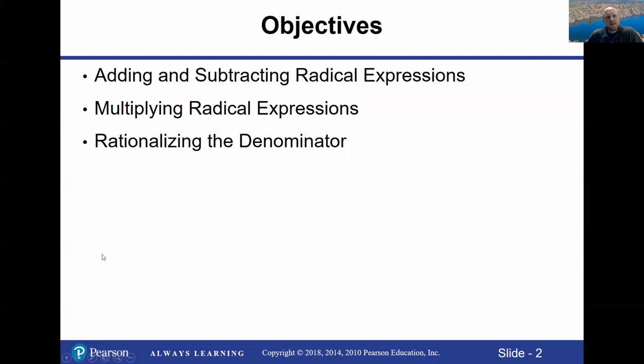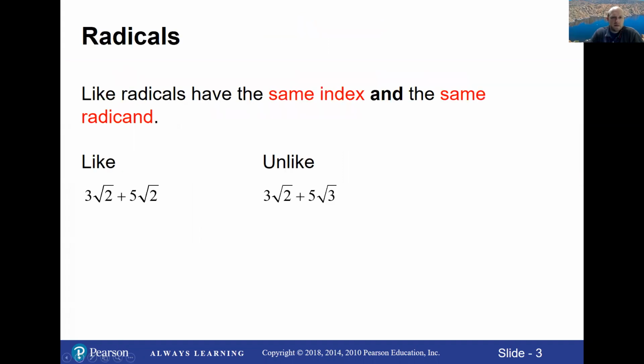So we have a few objectives: adding and subtracting radical expressions, multiplying radical expressions, and then rationalizing the denominator, which I had promised you last time we would get to.